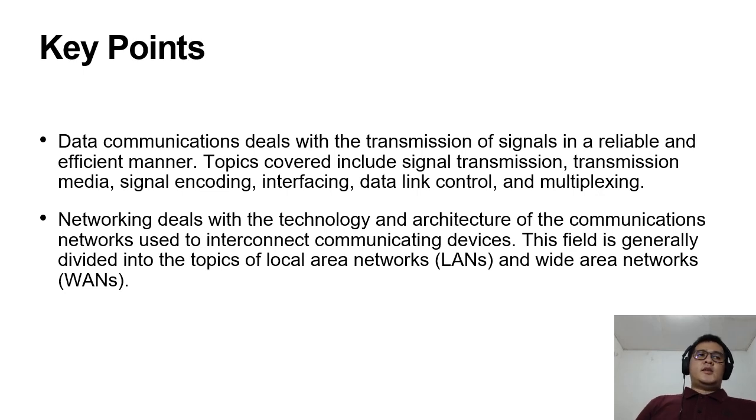The key points: data communication deals with the transmission of signals in a reliable and efficient manner. Topics covered include signal transmission, transmission media, signal encoding, interfacing, data link control, and multiplexing. Networking deals with the technology and architecture of the communication networks used to interconnect communicating devices. This field is generally divided into the topics of local area networks, or LANs, and wide area networks, or WANs.